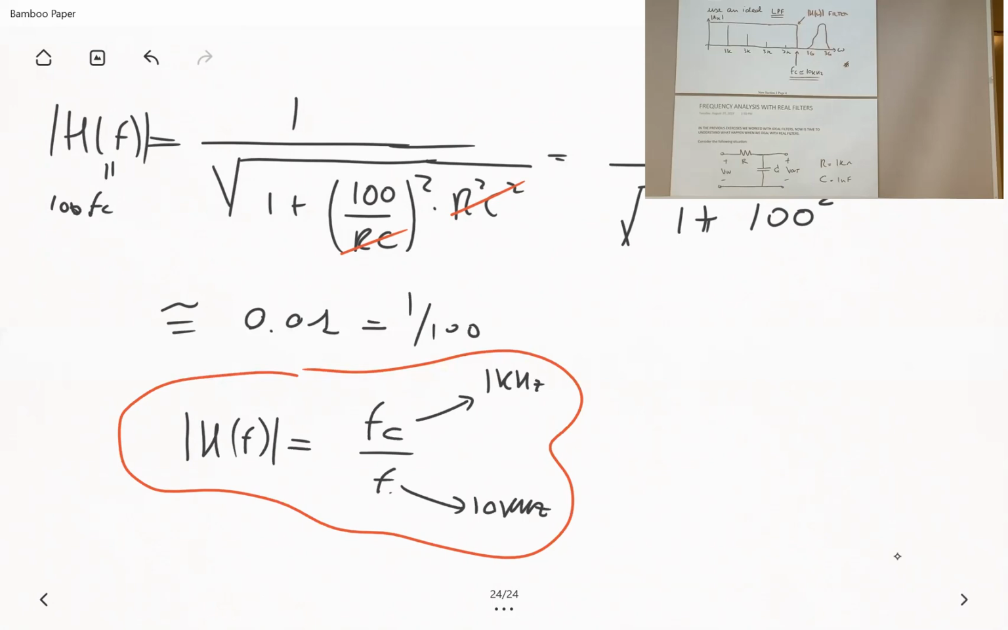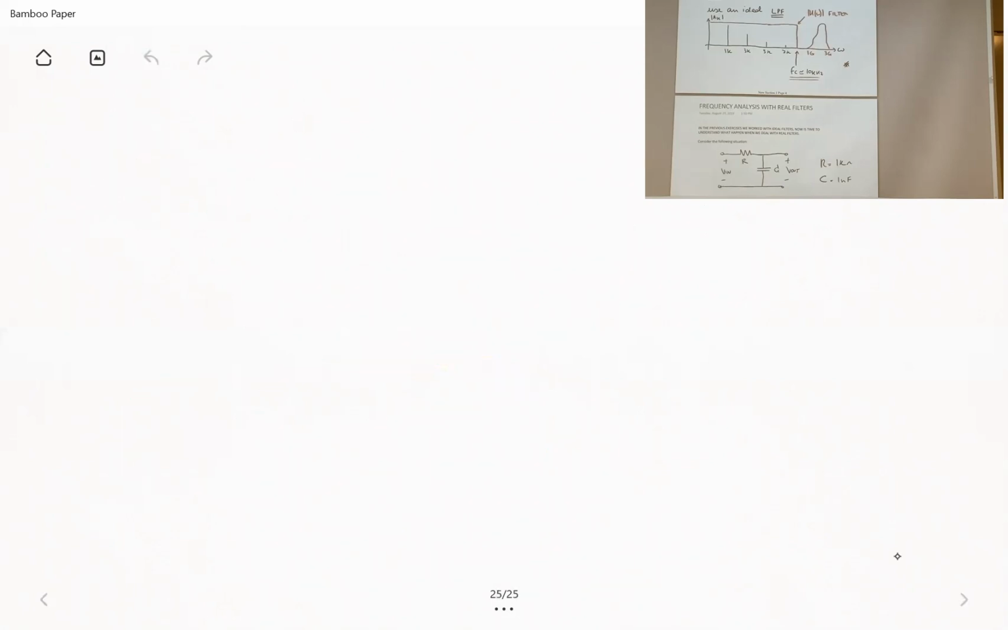Okay, so let's go back to the initial filter. Practically all of this exercise was just to show you that the magnitude of the frequency response of an RC filter can be easily found by doing FC divided by F. So we don't need complex numbers, we don't need imaginary numbers. You just have to think with your logic and then you can extract simple formulas.